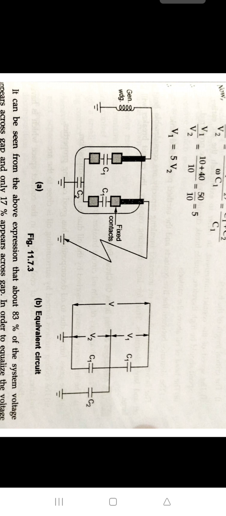So let I be the fault current. From the figure we can say V1 equals 1 upon omega C1 volts, and V2 equals 1 upon omega times the summation of C1 plus C2 volts.